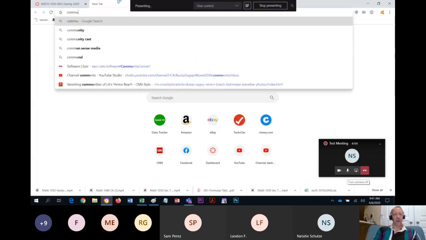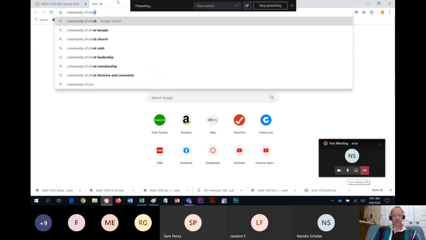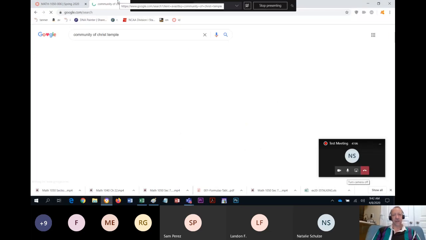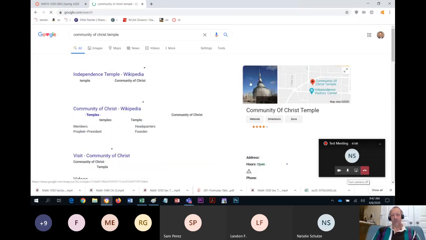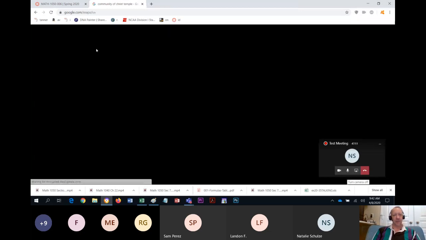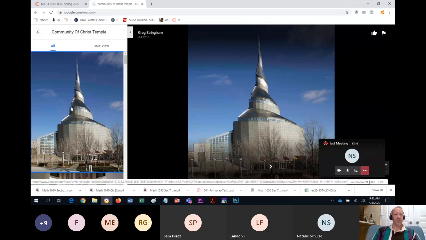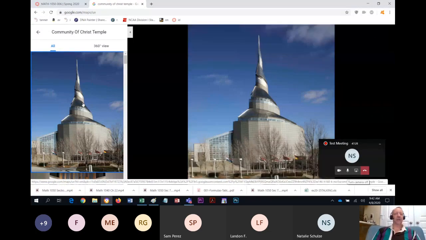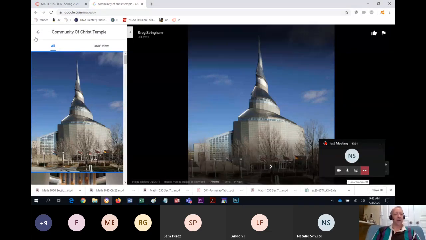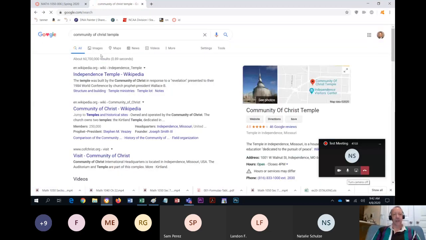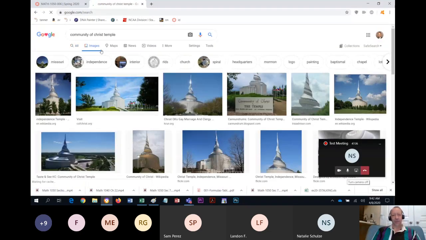The Community of Christ Temple. If any of you have ever seen it, here we go. We have a picture here. Let's go to the images. Maybe that'll be better. But this building here is supposed to represent a conch shell, and this steeple on it is based on the Fibonacci sequence: 1, 1, 2, 3, 5, 8, etc. And I wonder if you can see inside, because it's really cool on the inside of this temple.